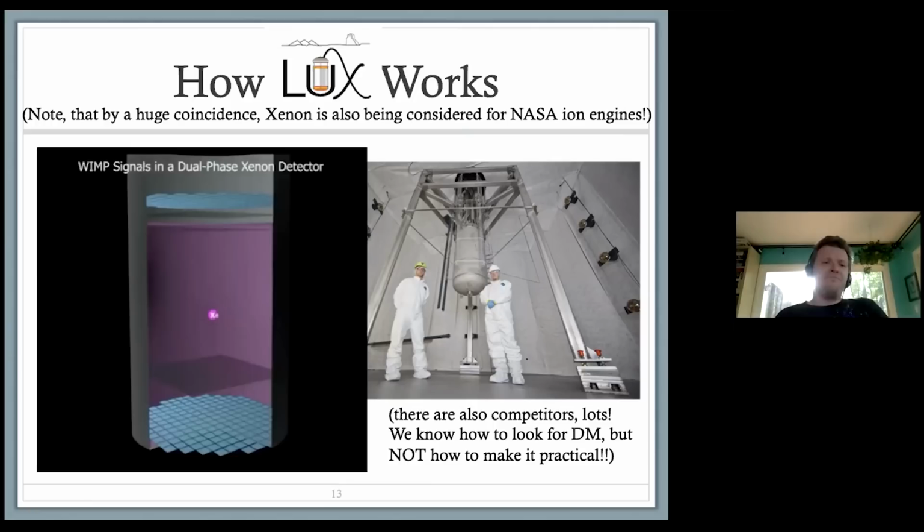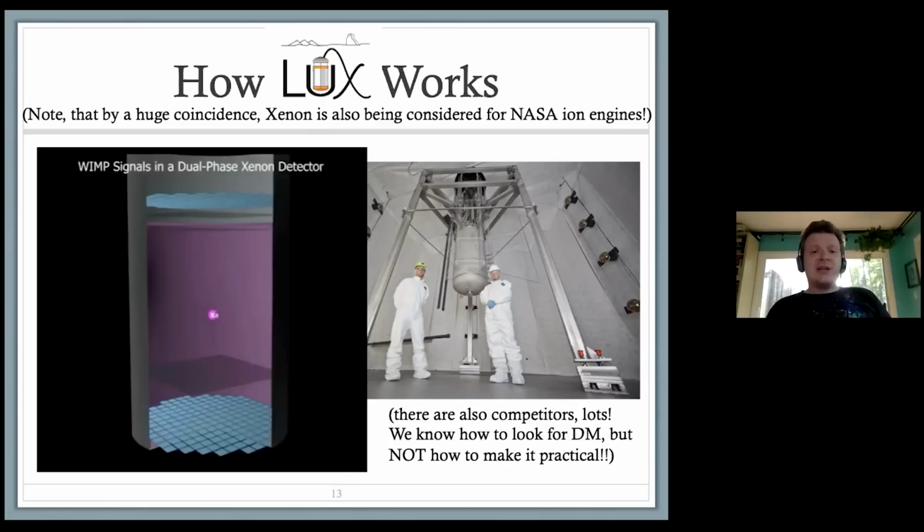And so that's a giant thermos. It's called a cryostat. It's made out of titanium, and it's double walled. And that's where we liquefy our liquid xenon. So let me play the video on the left.